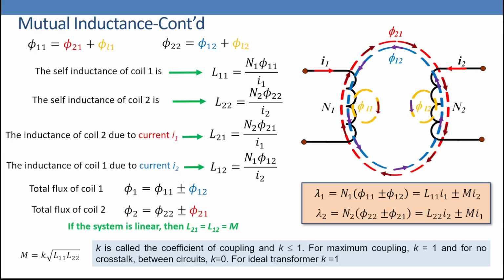And for any electrical machine, you should start from these two equations. So M is the mutual inductance, and that equals k root L11 L22. K is called the coefficient of coupling, and k is smaller than or equal to 1. The maximum coupling is when k equals 1. For no crosstalk, it is 0. For an ideal transformer, for example, k equals 1. For a practical transformer, it will be in the range 0.95 to 0.99.